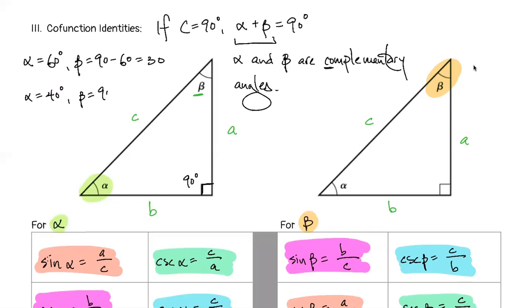Yeah, 90 minus 40 would be 50 degrees. Okay, so complementary means together they add up to 90, but one of them could be like 1, the other could be 89. Those would still be complementary angles. Okay.